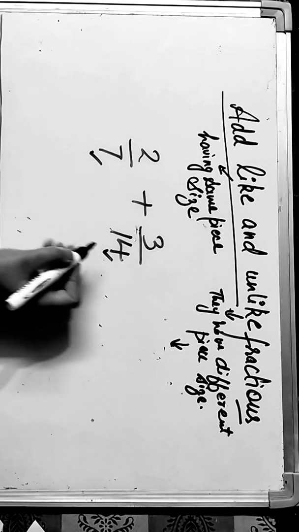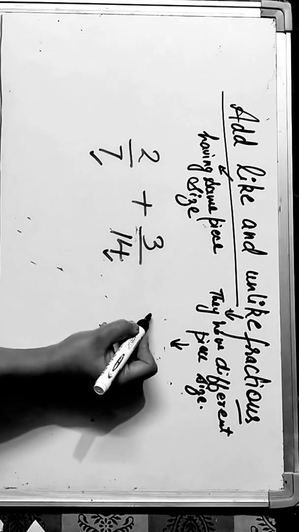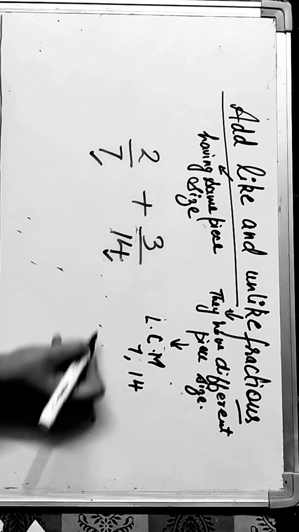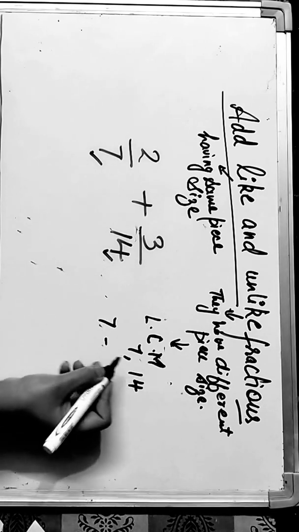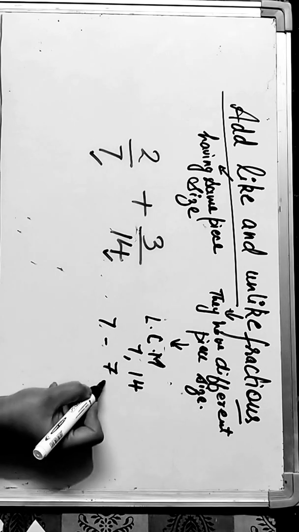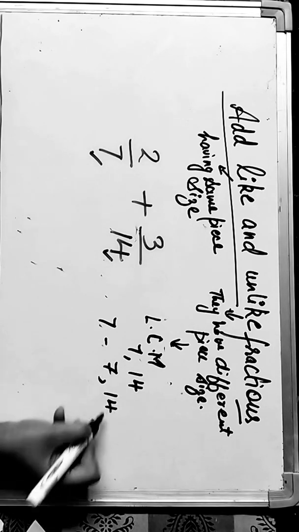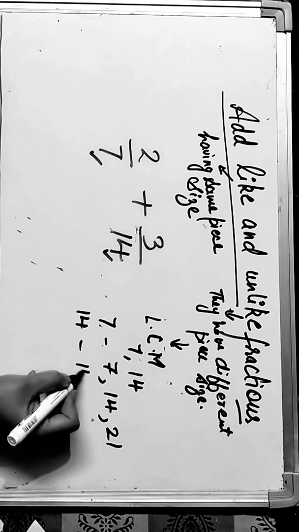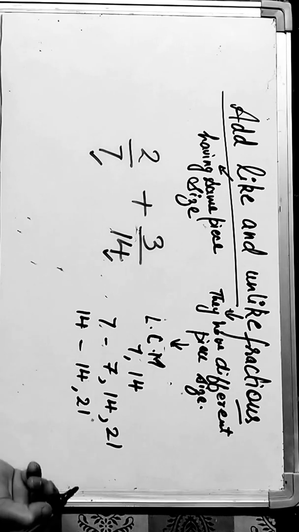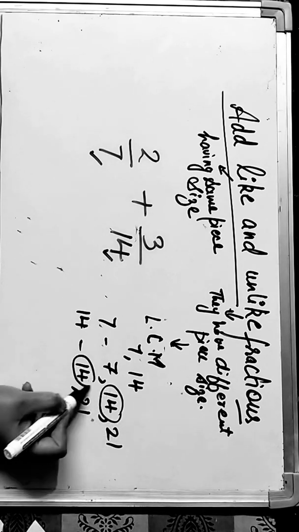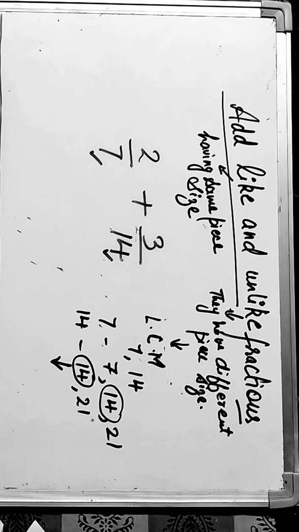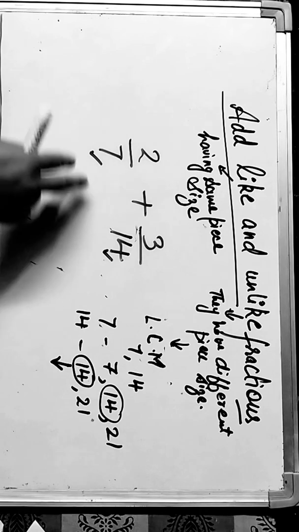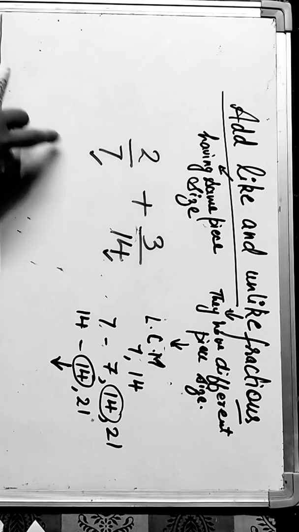For that, we'll take out the LCM of this. What is the LCM? The LCM for 7 and 14 is the lowest common multiple. The multiples of 7 are 7, 14, 21. What are the multiples of 14? 14, 21, etc. What is the lowest common multiple over here? 14. That means we have to make 14 pieces in both the fractions given, in both the piece sizes given.